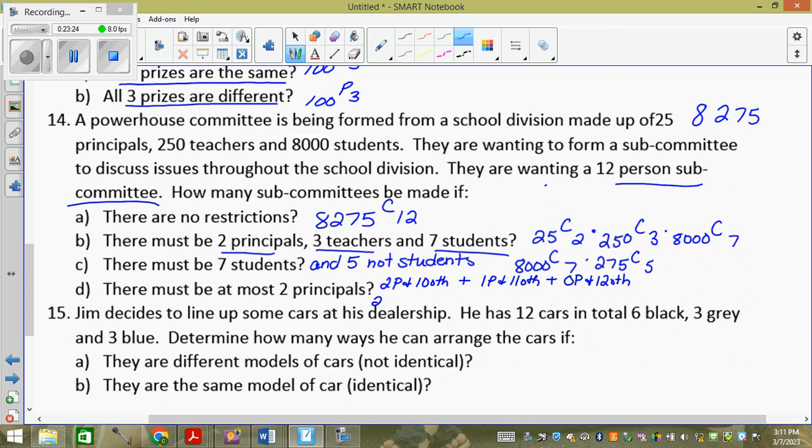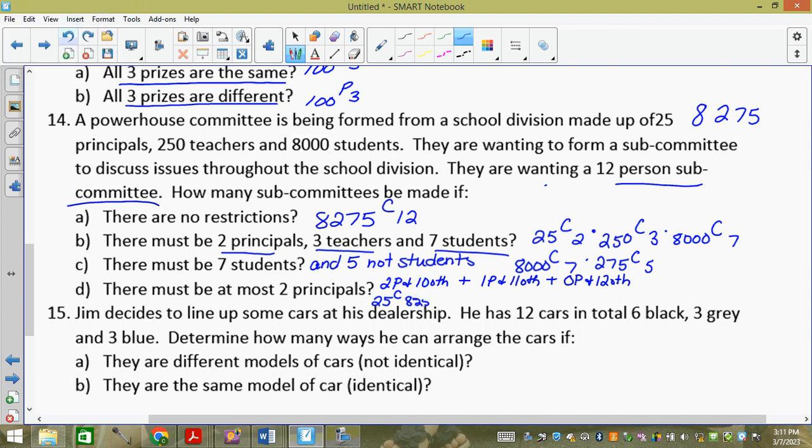So the principals are 25, and I choose 8,250 others, correct? Oh, whoa, what am I doing? I choose 2, times 8,250, choose 10, plus 25, choose 1, times 8,250, choose 11, plus 25, choose 0, which I don't have to write, but I'm writing it for the point. Plus 8,250, choose 12.